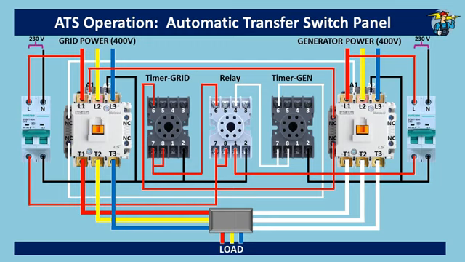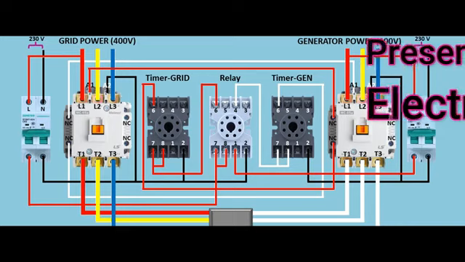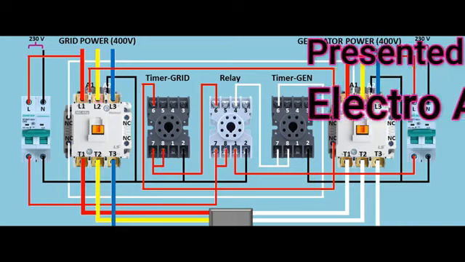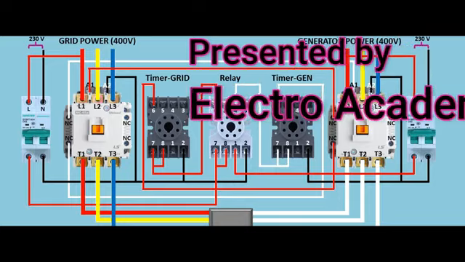The only thing we need to do now is to go and stop the generator manually, since generator auto start and auto stop connections are not included here. Hope you got a fair idea now how the generator is automatically loaded when grid power is interrupted, and also how power is automatically switched back to grid power when grid power is restored.